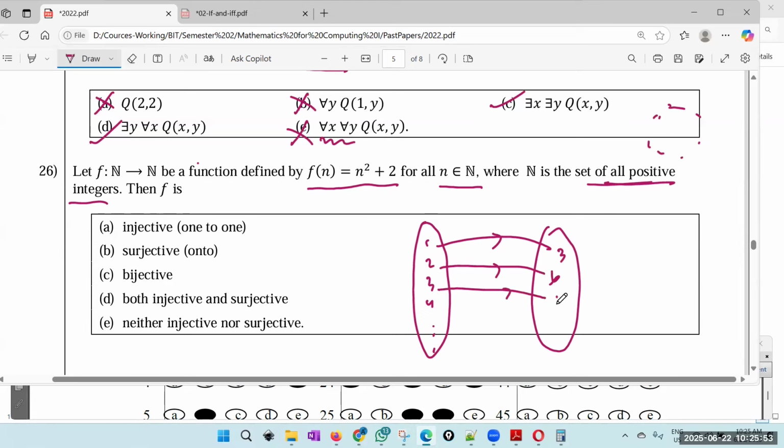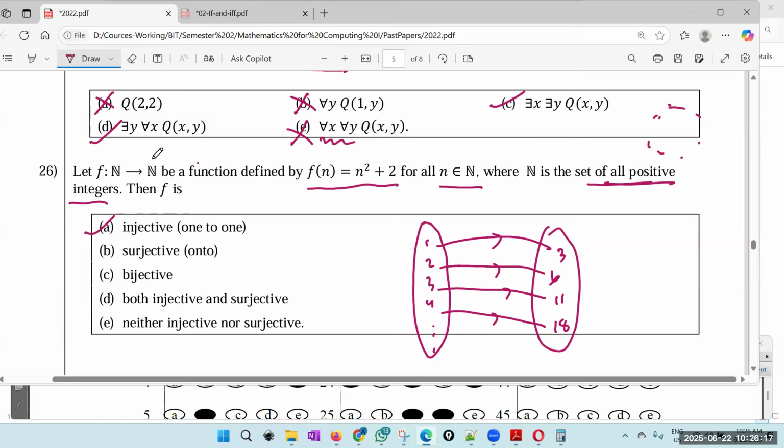I just want to see whether there's a pattern. 4 is mapped to 16 plus 2, 18. Something like this. So the answers: is it injective? Yes, it is one to one. Each value is mapped to one value. I say yes.